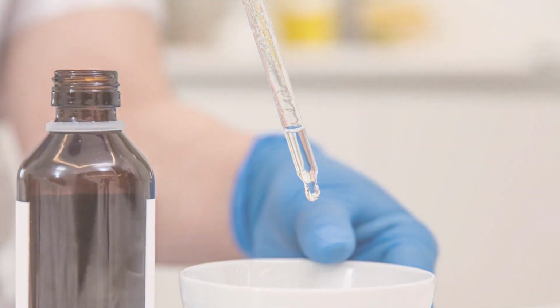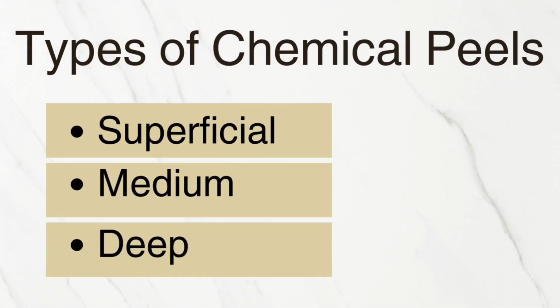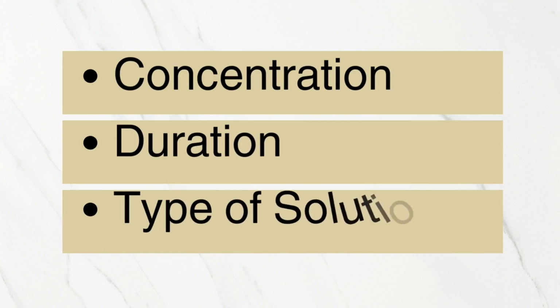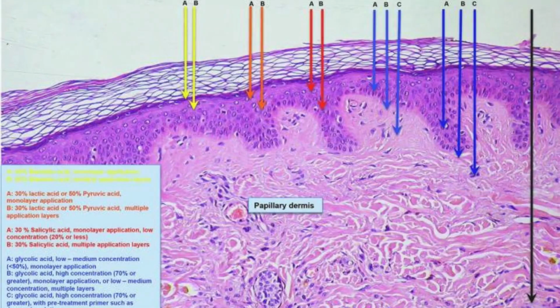So what are the types of chemical peels? Chemical peels can either be superficial, medium, or deep. They can also be classified based on the kind of chemical solution being used. However, the concentration of the solution, how long it's left on the skin, and even the kind of solution used will ultimately depend on the depth of penetration into the skin that you want to achieve.